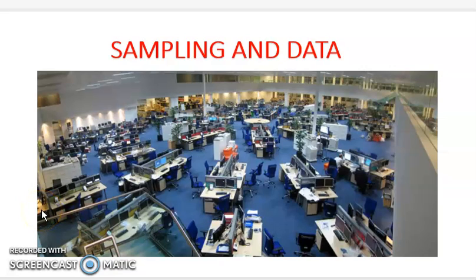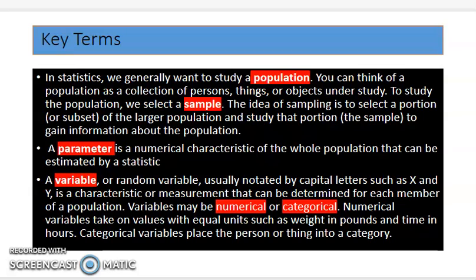Today we will discuss sampling and data. It means how to take a sample from data. We have so many methods of sampling. We will discuss them one by one. So first we need to discuss some key terms: population, sample, parameter, and variables.